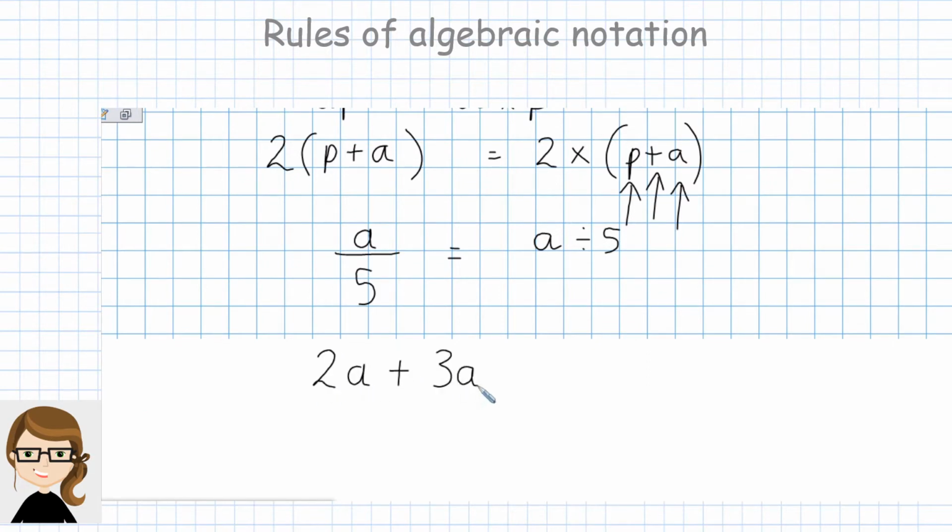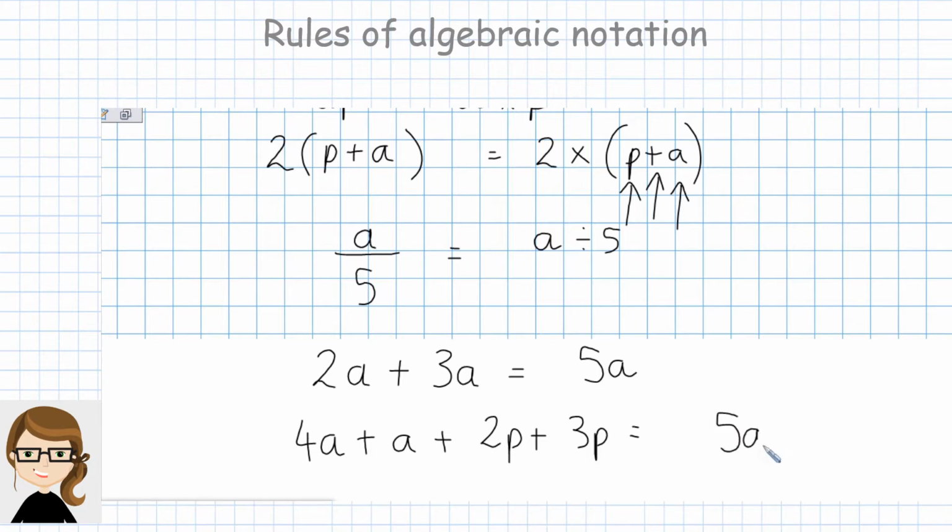If we were to write 2A plus 3A, we could actually collect the like terms, which would be 5A. A plus A plus A plus A plus A. It can get even more complicated. For instance, 4A plus 2A plus 2P plus 3P. Sorry, the second one was just an A. So that's 5A plus 5P.